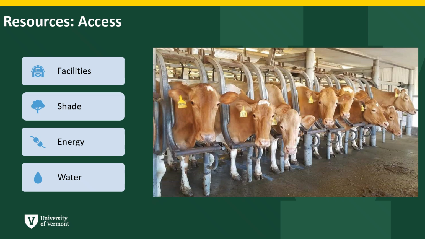Shade by way of access to wooded areas, trees, or other shade structures may be needed depending on the climate and as a way to mitigate heat stress for production animals. Shade access might be less necessary during the cooler spring or fall seasons. Access to electricity may be needed for fence chargers and water pumps.